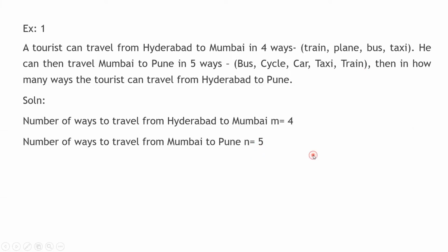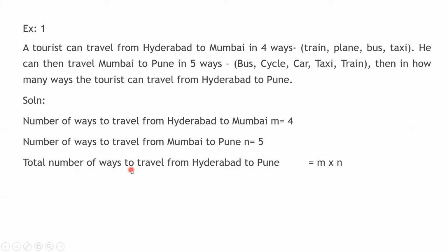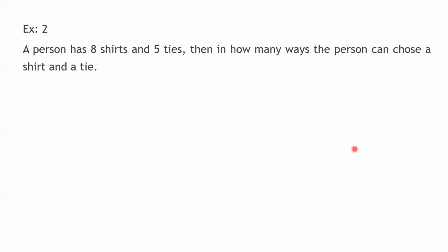So 5 options. Total number of ways to travel from Hyderabad to Pune, as it is dependent, this is dependent on this. So it is M into N simultaneously. 4 into 5, so that is 20 ways. This is how you are supposed to write the answer or its solution. Let us take another example and try to understand.